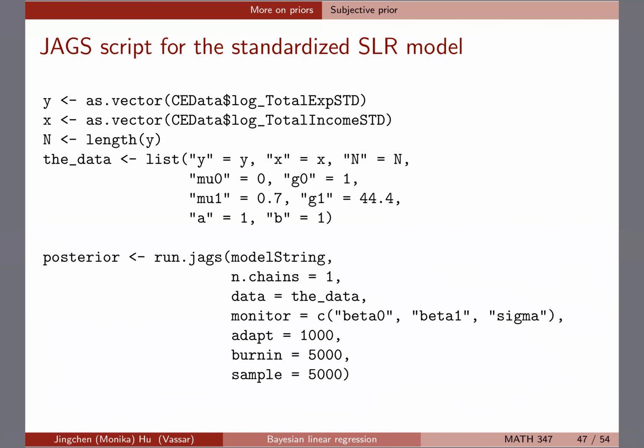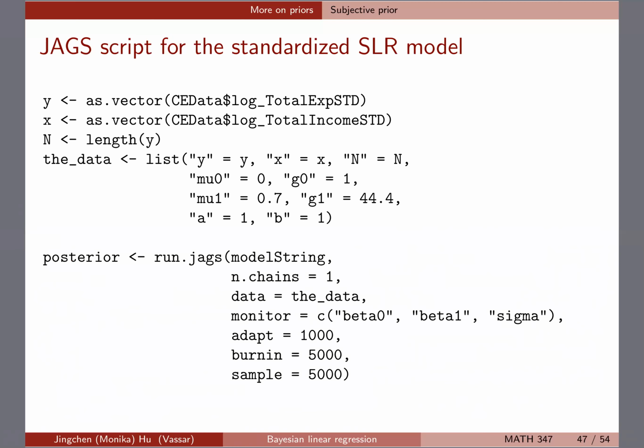You see that my Y now becomes the standardized log total expenditure with the STD at the end, and X is the standardized log total income. And then, of course, I have to change a little bit of the list of the data just to reflect my prior that I expressed earlier. So for sigma, we give 1 over sigma squared to be gamma 1,1. So our A is still 1, B is still 1. That's fine. And then that mu 0 and G0, that's the prior for beta 0 when we standardize it. And I said we're going to give a normal 0, 1. So that's what it is.